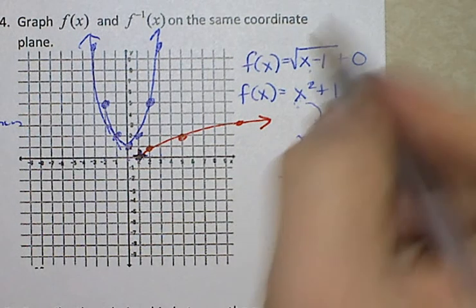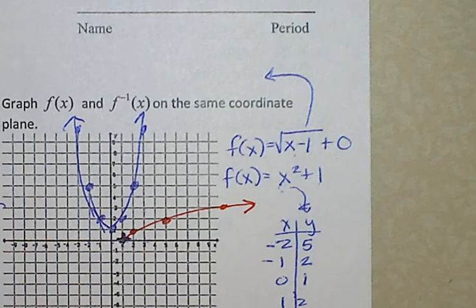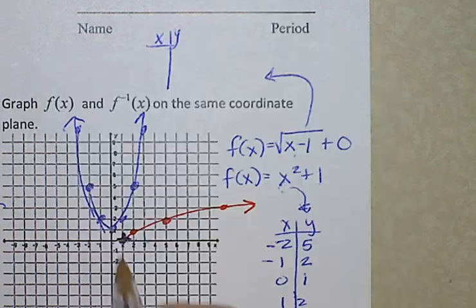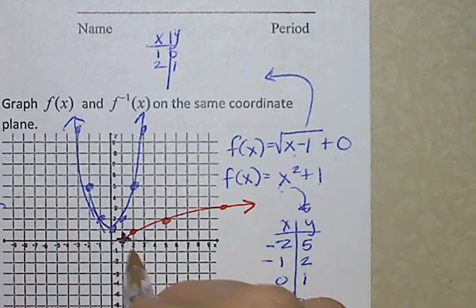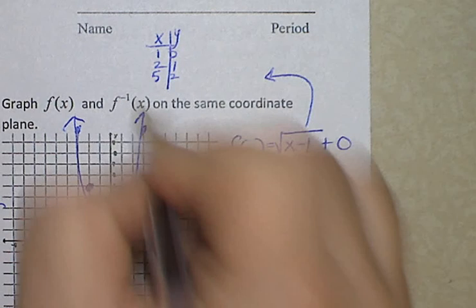I'm going to come up here and write down the ordered pairs for what we see in red. So we started at 1, 0, and then we went 2, 1, 5, 2, 10, 3.